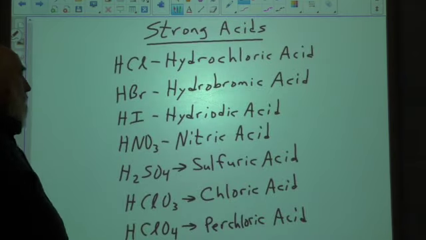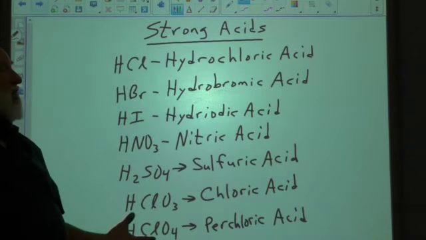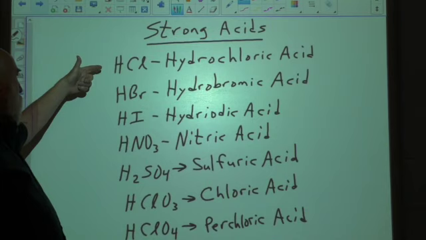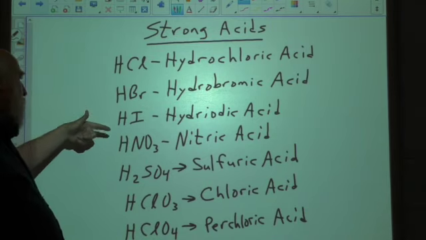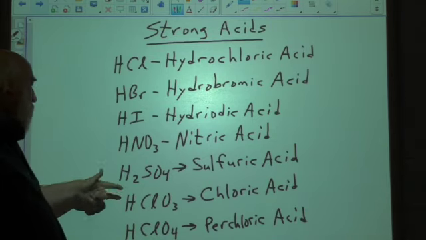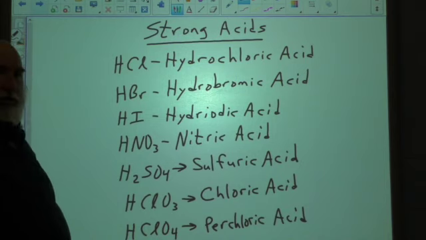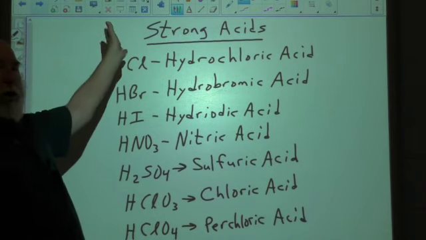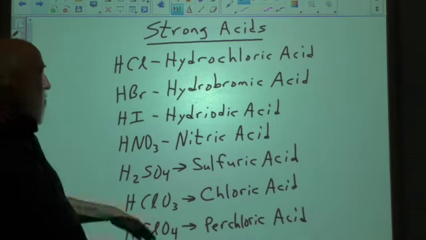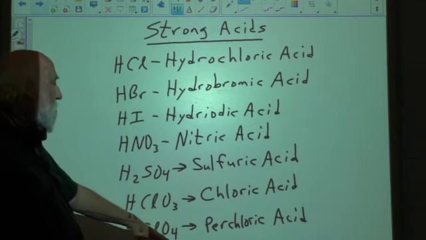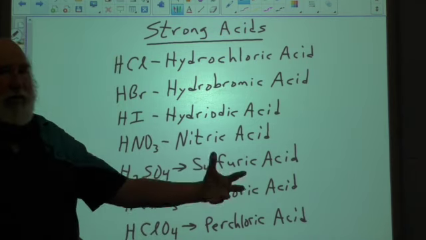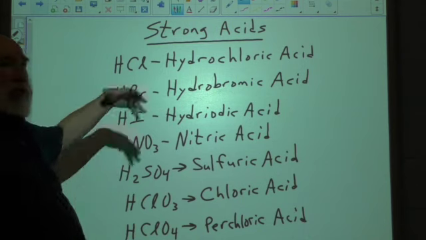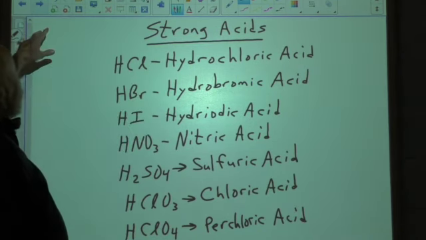Now, there are only 7 strong acids: hydrochloric, hydrobromic, hydriodic, nitric, sulfuric, chloric, and perchloric acid. Those are the only ones that are strong. All other acids are weak. So any dissolving of these compounds will be involving a single arrow. The rest of them will have to have a double arrow.